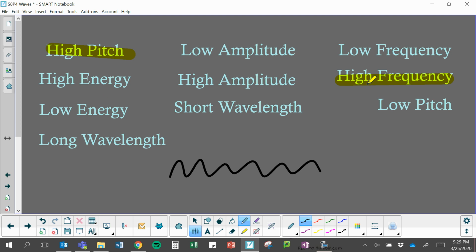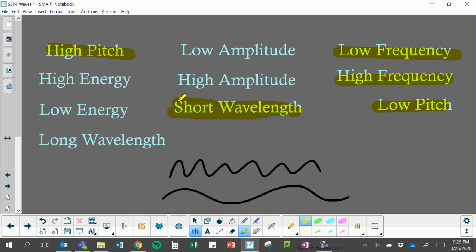Then if we have a low pitch wave, it's going to be different because it looks more like this. It's spread out. We could also describe this as having a low frequency. Okay, and then we can also describe the wavelength. So the one up here has a short wavelength. It has a short distance between the different waves, and then the one on the bottom has a long wavelength. It has a long distance between the waves.